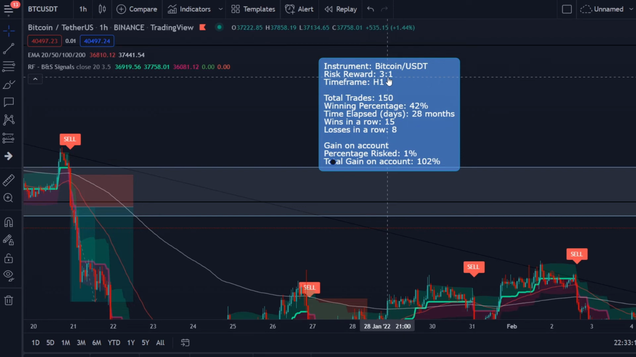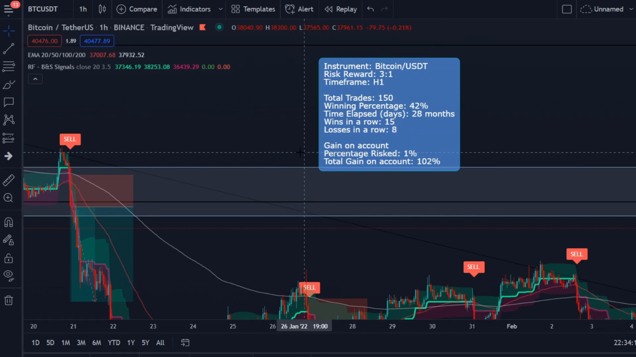So if you are trading a 1-to-1 risk reward ratio strategy, then your winning percentage would likely be over 51% in order to become profitable. But to really make some nice gains, it needs to be above the 60%. In order to execute the 150 trades, it will take you 28 months, so that is a little bit over 2 years. We have 15 wins in a row, we have 8 losses in a row.